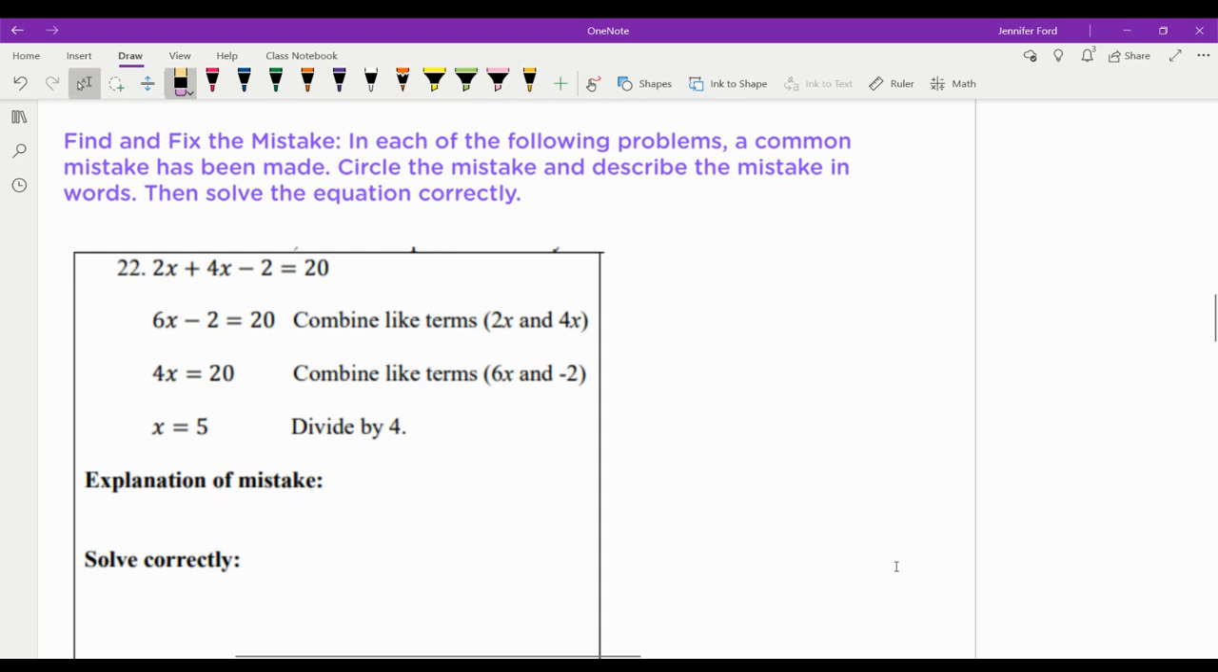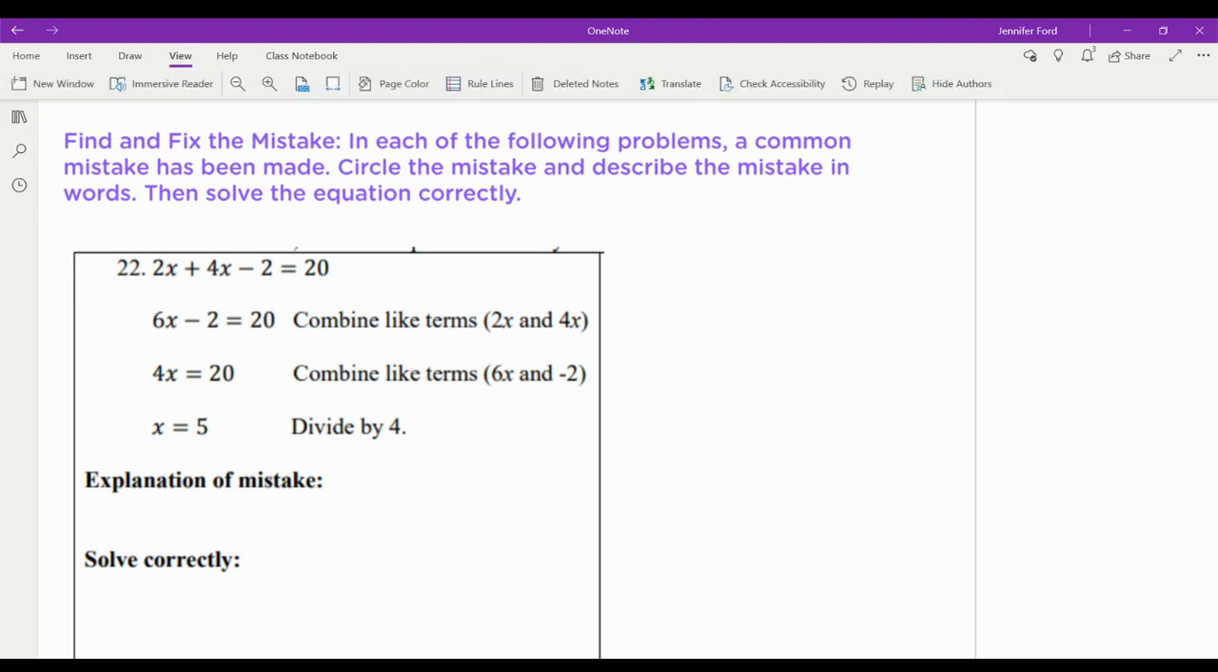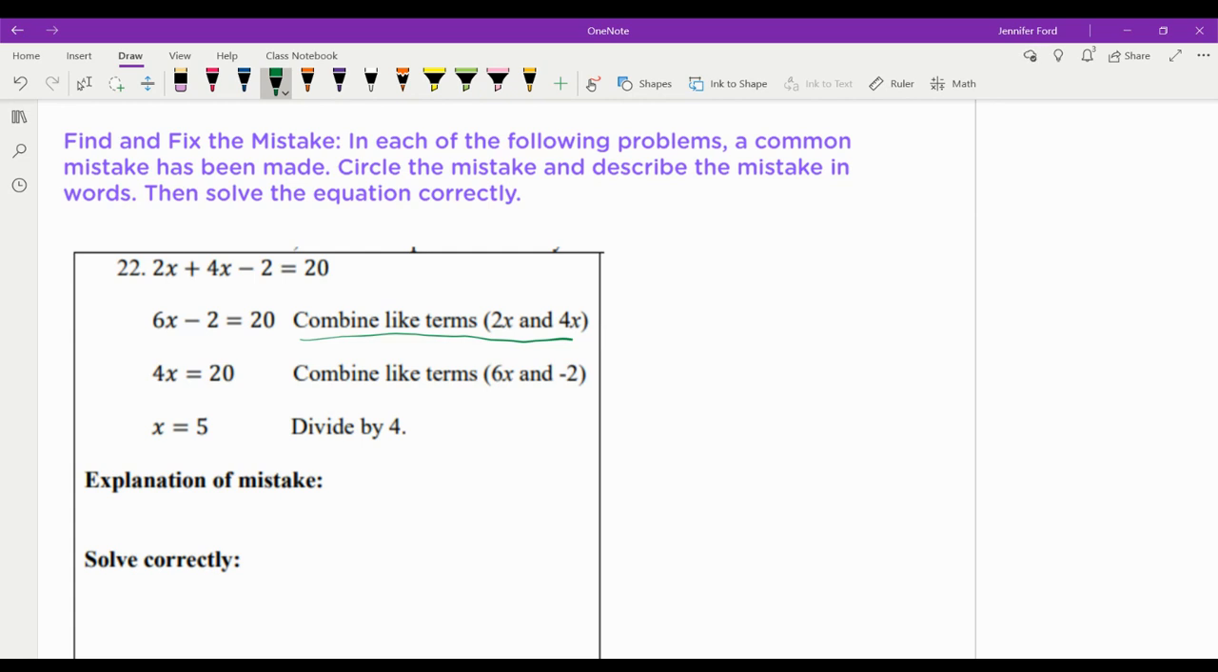All right, we're going to find and fix the mistake. Looking at this, 2x plus 4x minus 2 equals 20. So the first thing they did was combine like terms, 2x and 4x to get 6x. That's correct. And then they combined like terms, 6x and negative 2. This is not correct.